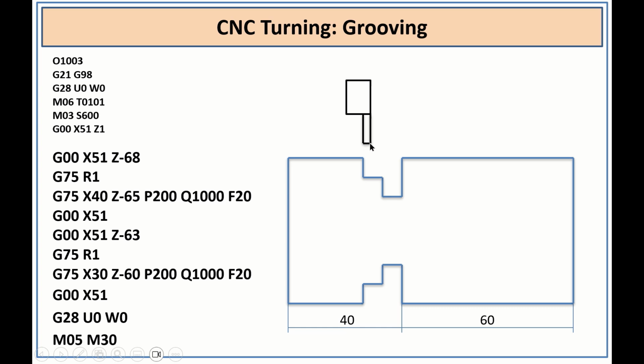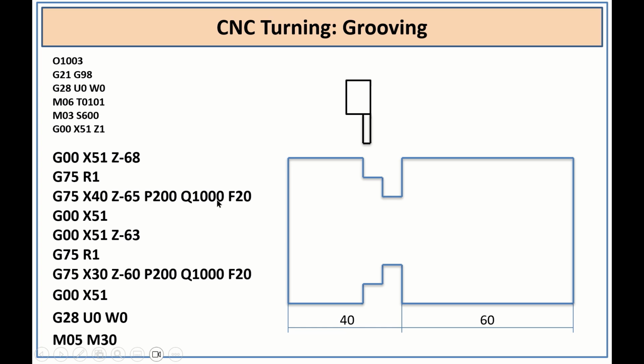When I take this edge as a reference, now the Z value I am giving is Z equal to -68, because the width of this grooving tool is 2 mm. So if I give Z value -68, it will perform the grooving operation. Then if you take the dimension from here to here, it will be exactly 70, because I am also considering the width of the tool. So that is why I am considering Z -68.